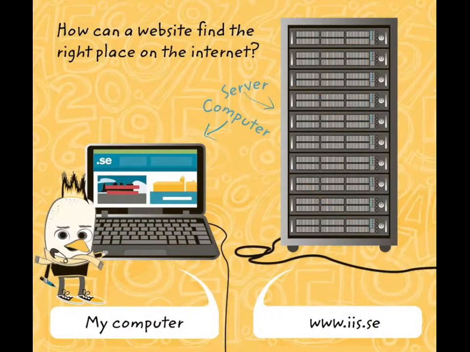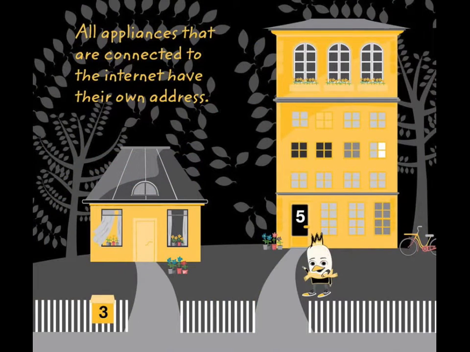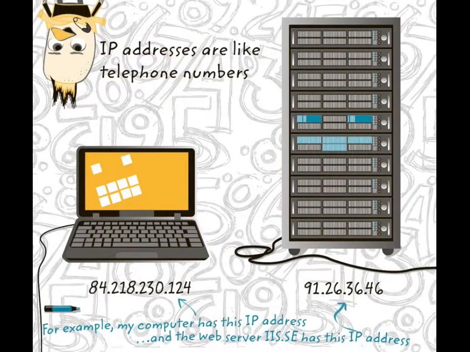How can a website find the right place on the Internet and arrive on my computer? That's because all appliances that are connected to the Internet, like computers, mobiles, and servers, have their own address. It's like the house you live in. It also has its own address so that you can receive mail and people can visit you. You can also say that Internet addresses are like telephone numbers. The right number in the right order make the computers and mobiles able to find each other on the Internet. It's like calling a telephone number and having someone answer. IP addresses are like telephone numbers.